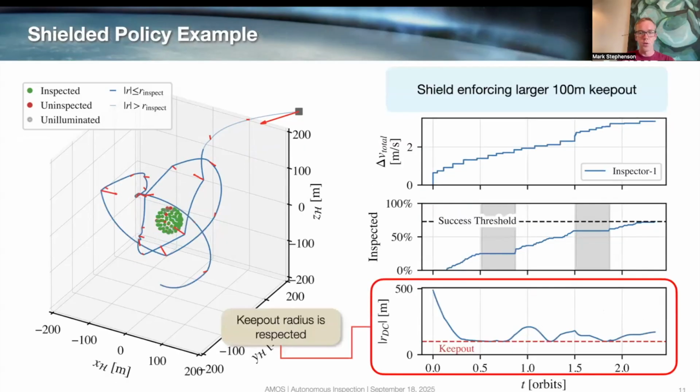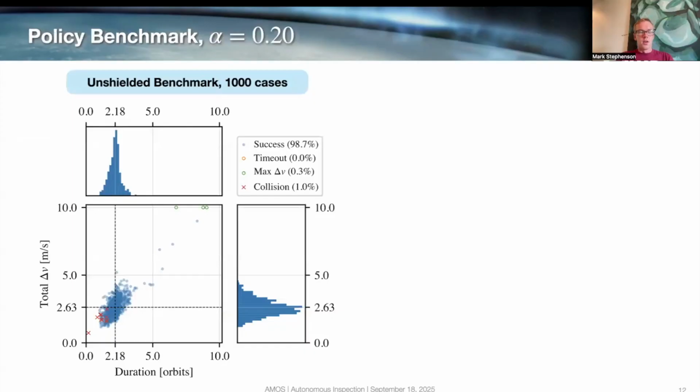We can then see how the shield works. In this case, we put a very strict version of the shield on the policy, in which case it enforces a 100-meter keep out instead of the 5-meter keep out that the policy learned. We can see that the inspection task is still completed successfully, but the keep out radius is respected over the course of the task.